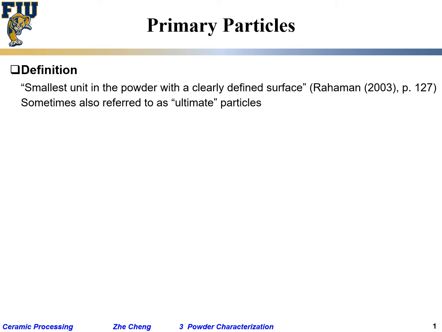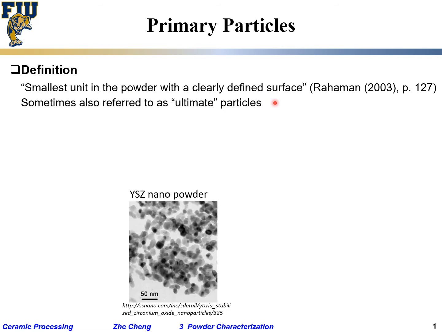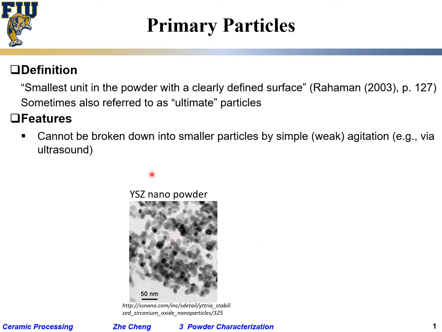Okay, also very quickly. Primary particle means what? The particle will not be separated further. Smallest unit involved that is clearly defined by the surface. Here I give a TEM, transmission electron microscope, image, and you can see individual particles, right? These are called primary particles. They cannot be broken down into smaller particles by simple agitation, by sonication, or just a simple tumbling. They cannot be broken down further. These are called primary particles.